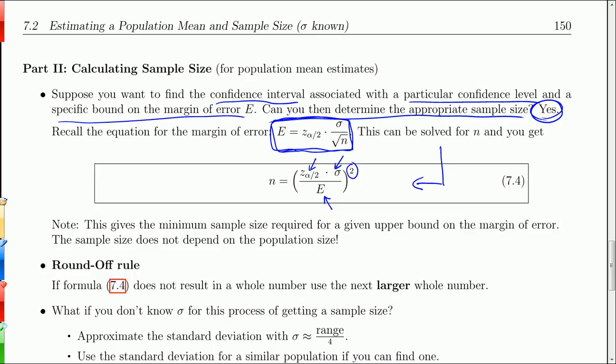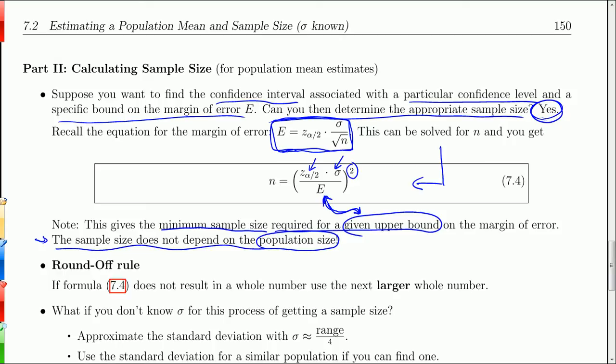So that gives us our sample size. Specifically, it gives us a minimum sample size for a required upper bound. So this upper bound on the margin of error is this thing. So I put in the maximum margin of error that I'm willing to tolerate into this formula, and that'll give me my sample size. And the interesting thing here is that the minimum sample size did not depend on the population size.